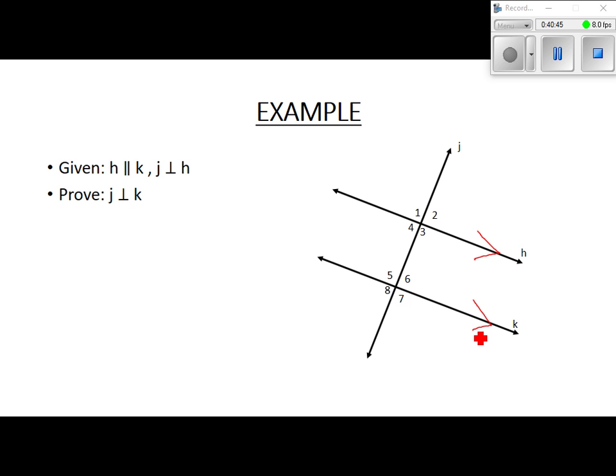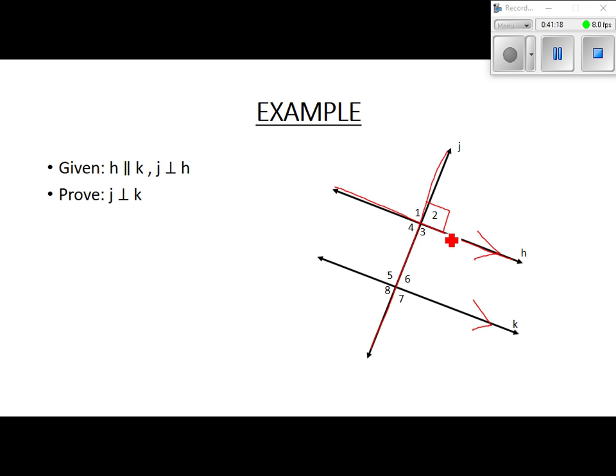So tell me something we know then. If this is perpendicular to line H, it has to be a right angle. What angle has to be a right angle? Angle 2, angle 1. Doesn't matter really which one we pick, right? Just angle 2. So we know that that's a right angle. That's all the given information that we have. What else can we say?